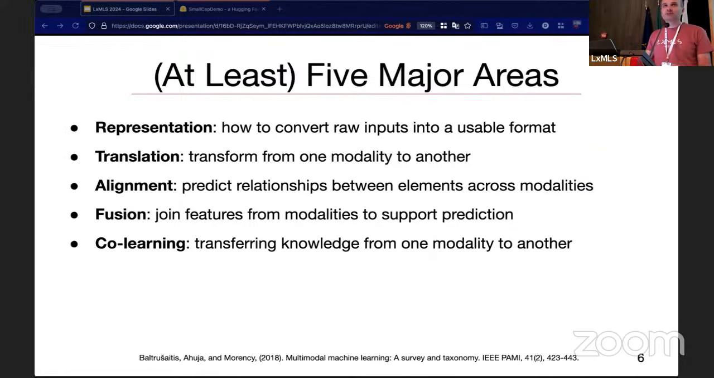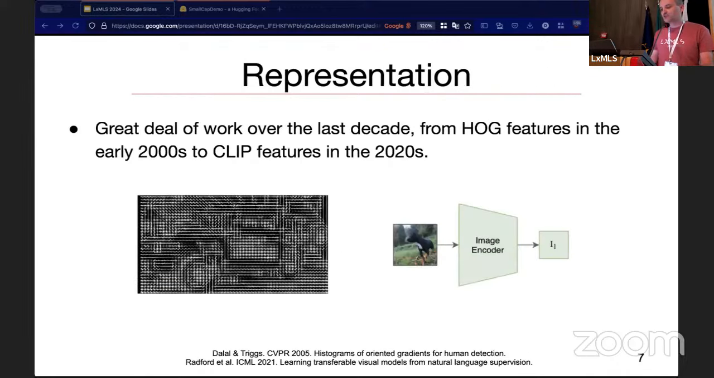Within multimodal learning, there are at least 5 major areas of research. There's representations that you need to use to process the data. There's translation, alignment, fusion, and co-learning. And so if we take a very quick look at these 5 major areas, there has been an enormous amount of work over the last decade in these representation learning approaches. If we go all the way back to the early 2000s, we have handcrafted features using histograms of oriented gradients. Now, in the early 2020s, we have CLIP.